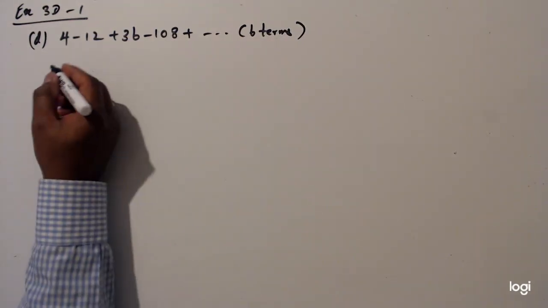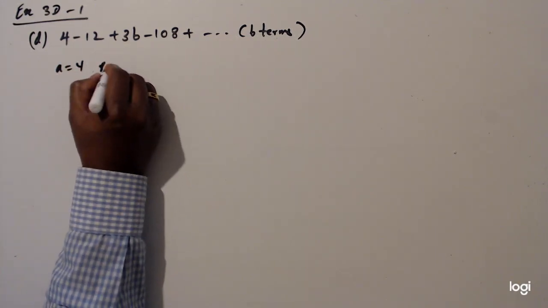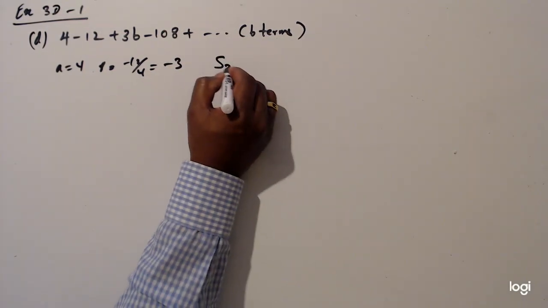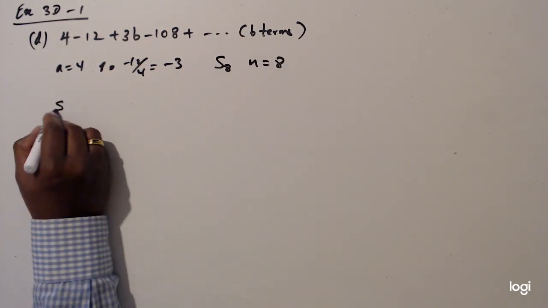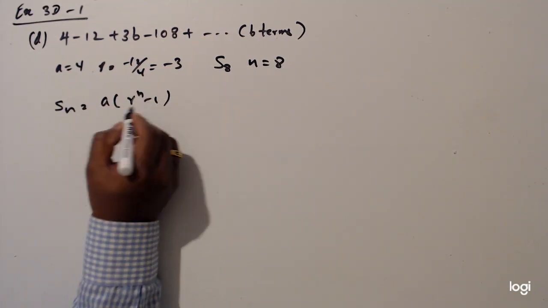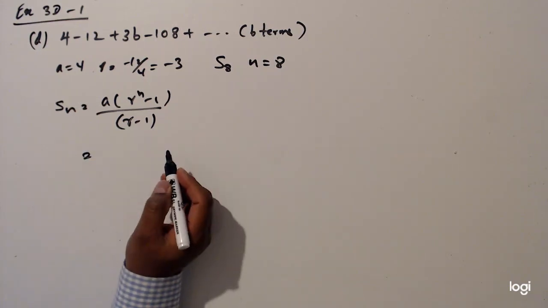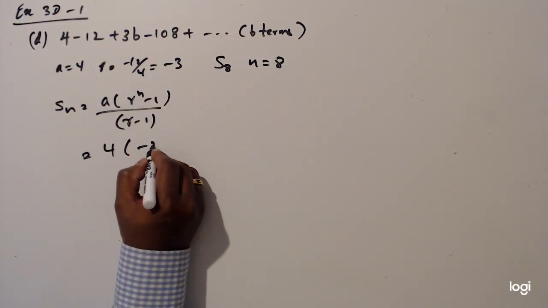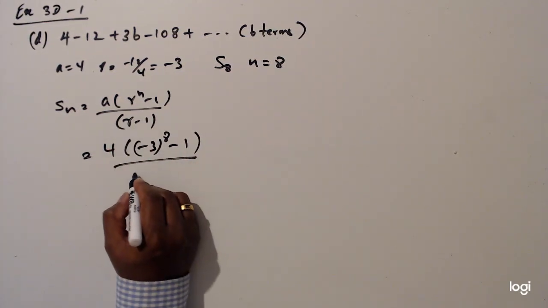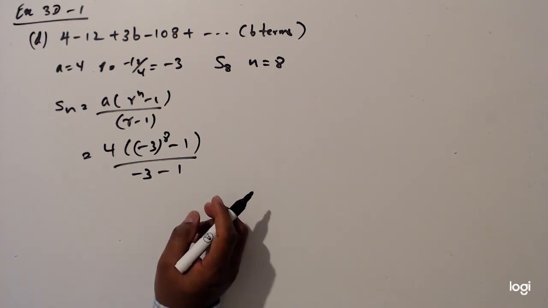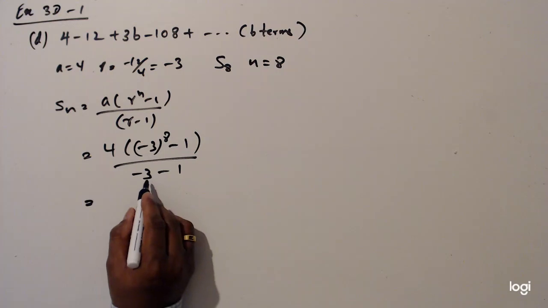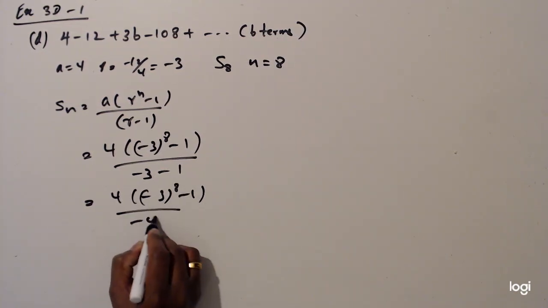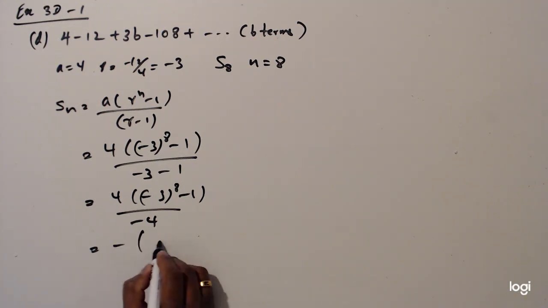Part D, A equals 4, R equals minus 12 divided by 4, that is minus 3, and we need S8, 8 terms, that is n equals 8. Sn equals A times (r^n minus 1) over (r minus 1). So A equals 4 times ((minus 3) to the power 8 minus 1) over (minus 3 minus 1), so this is minus 4 over minus 4, the 4s cancel out.